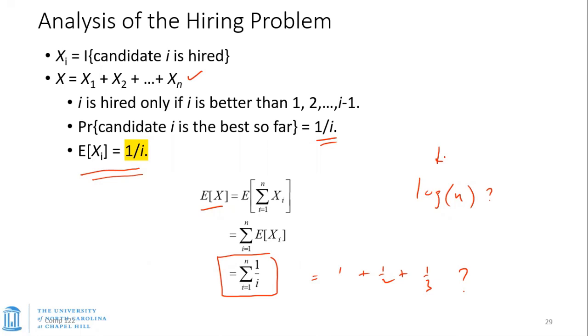I'm running into battery problems. If I turn this off, can people still hear me? Yeah. Okay, good.